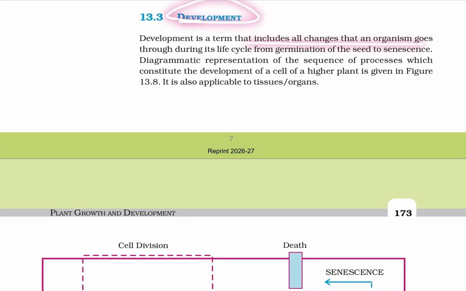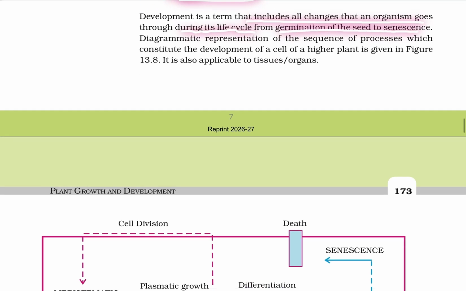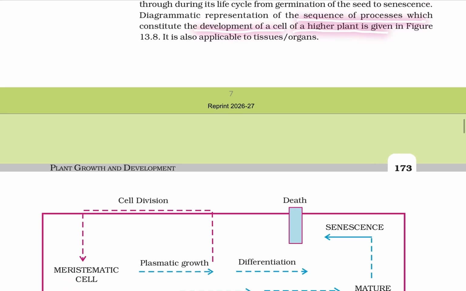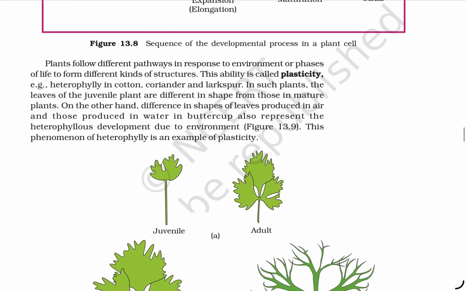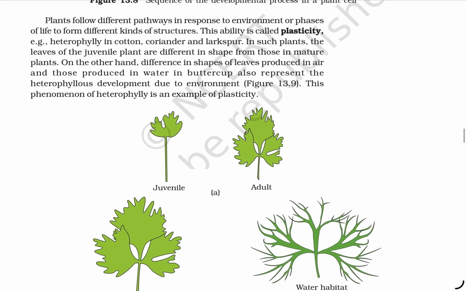Development is a term that includes all the changes an organism goes through during its life cycle, from germination of seeds to senescence. A diagrammatic representation of the sequence of processes which constitute the development of cells of a higher plant is shown in the figure. It is also applicable to tissues and organs. Plants follow different pathways in response to the environment or the phases of life to form different kinds of structures. This ability is plasticity.